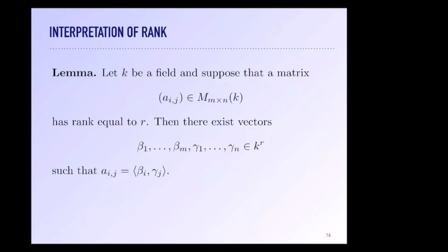I mean, I guess I kind of did see this, because it's basically just saying that the m by n matrix can be factored into an m by r matrix and an r by n matrix. And then you're just taking the rows and columns of those matrices and calling that your betas and gammas.